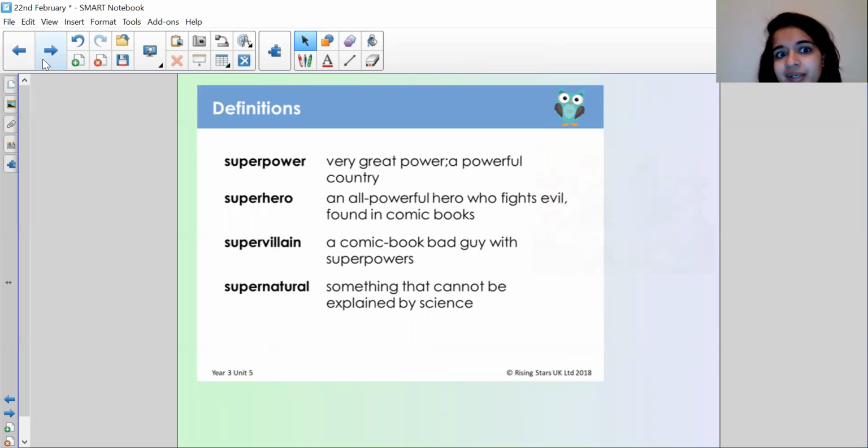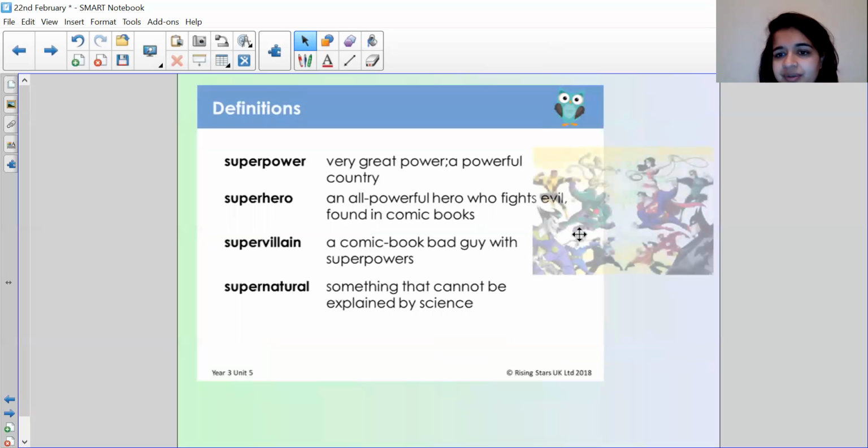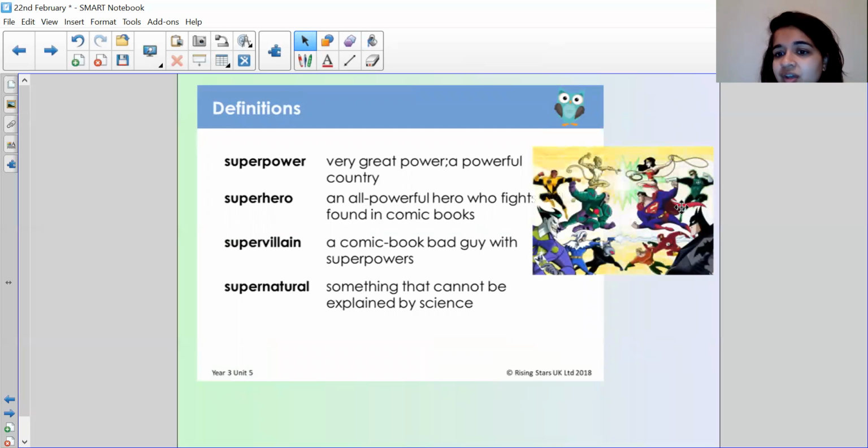Then you've got your super. Remember, super is above and beyond. So superpower is a very great power or a very powerful country. A superhero is an all-powerful hero who fights evil, and often found in comic books. But then the supervillain is the comic book bad guy with superpowers. And the best picture, I think, to describe all of those would be this one right here. You've got your superheroes on this side, and they're fighting against the supervillains on this side.